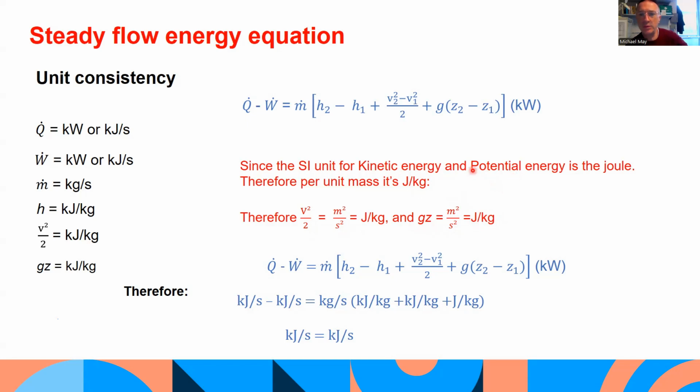It's that the potential and kinetic energy are in joules. And if we want to express them in their specific form, it's joules per kilogram. So we've got joules per kilogram over here, kilojoules per kilogram, and the same here. So that gives us our unit consistency for the steady flow energy equation.